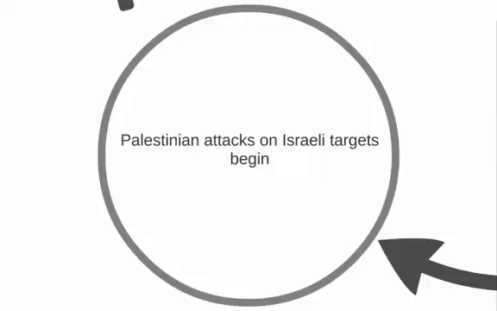So in 1951, 137 Israelis are killed. In 1955, 238 were killed. So, Palestinian attacks on Israeli targets.